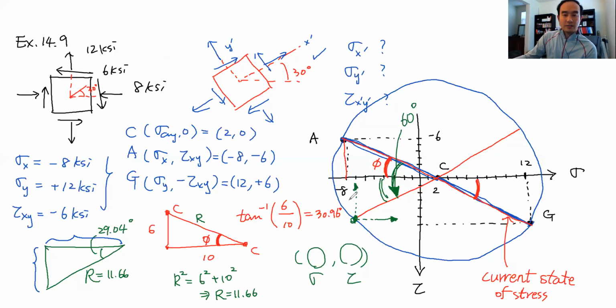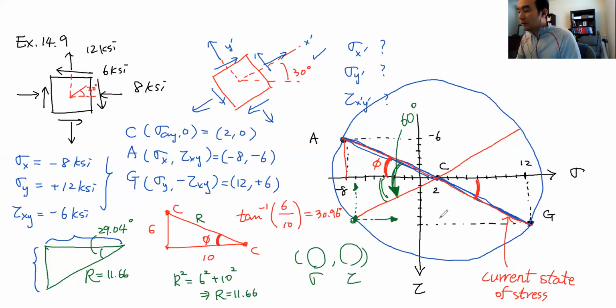Height of the triangle is going to be exactly the same, directly matching the tau value. The base of the triangle is not, because the center is not exactly at the origin. Center is at 2, 0. So whatever you have for the base of the triangle, you have to substitute 2 so that you can find out the coordinate of the sigma on this grid, right?